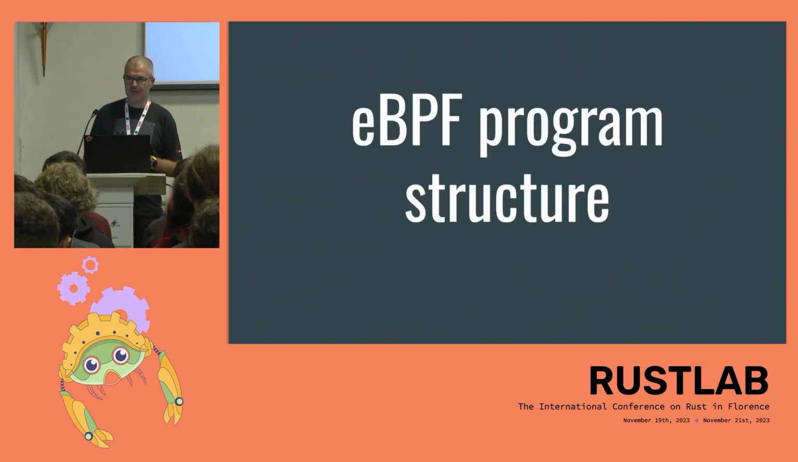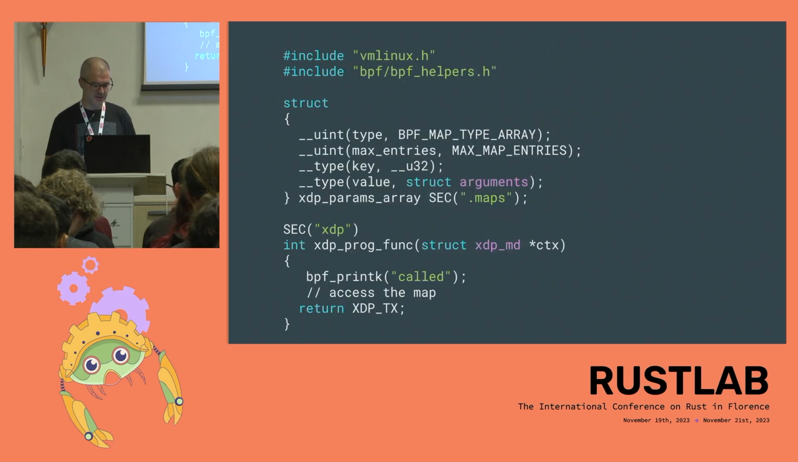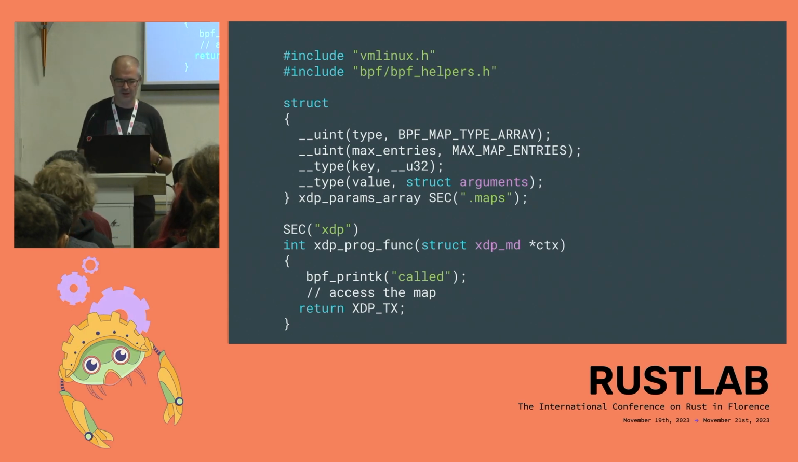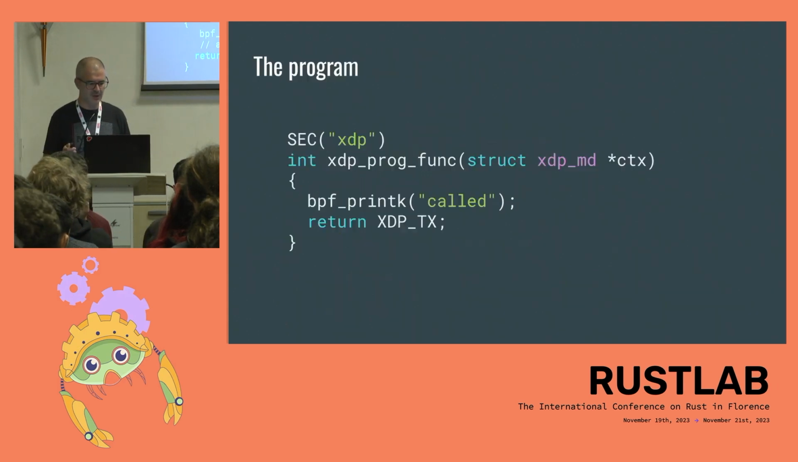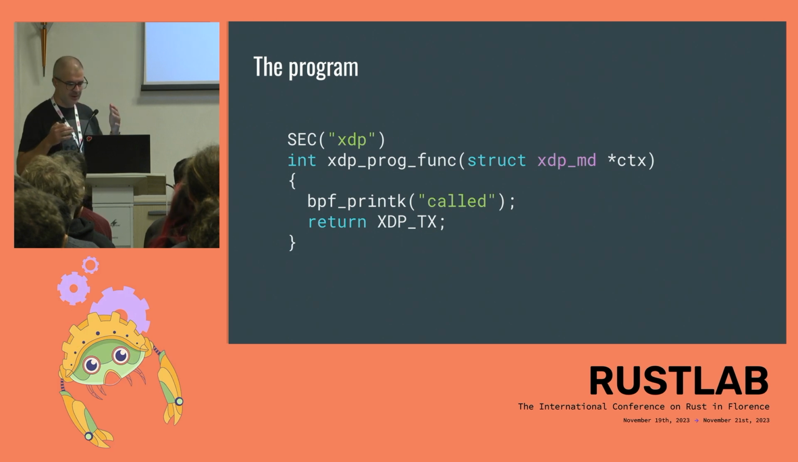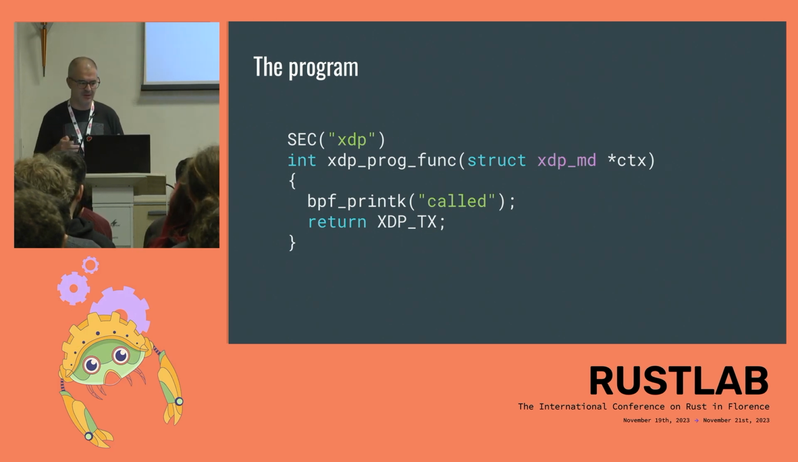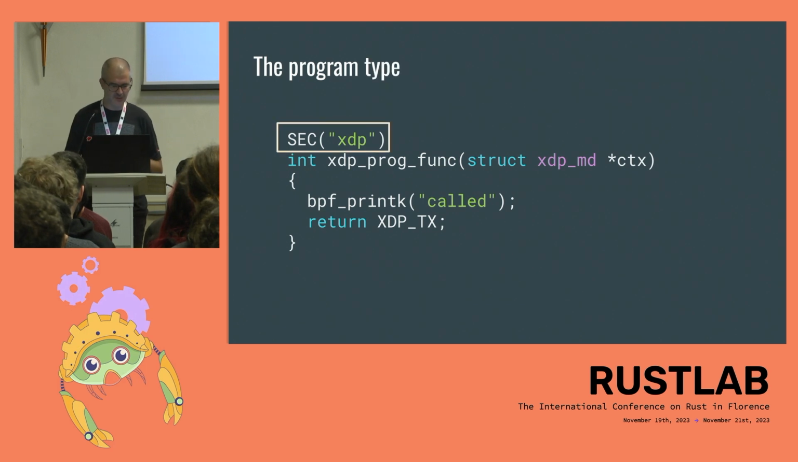So now let's have a look at the generic structure of an eBPF program. This is like the bare minimum. We will have some maps, the program, and some includes. And I will start dissecting each part of the program. The program itself comes with a SEC macro that drives which part of the ELF file the program is added to, and also kind of refers to the type of the program.